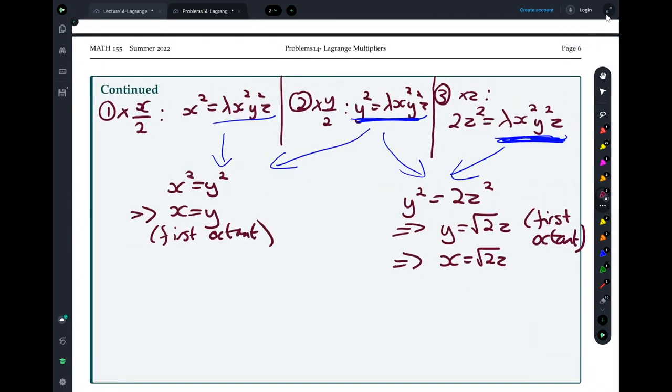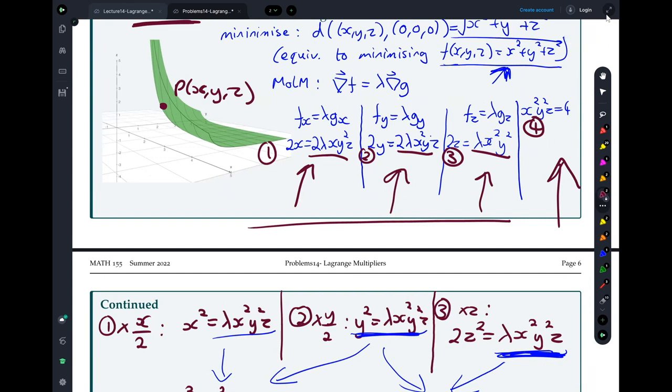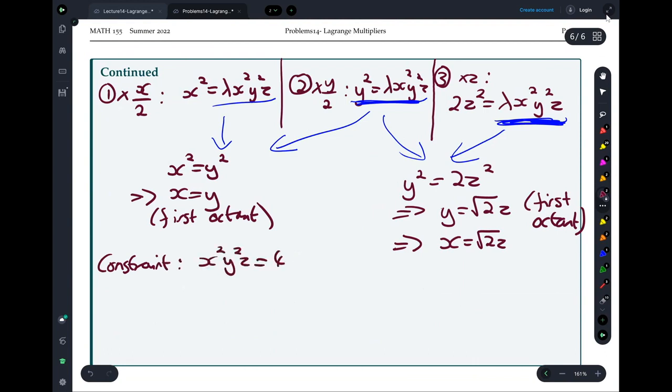Well, now we can bring in our constraint. So we've used 3 of these 4 equations here, but we've not used this one, number 4, yet. So we've not used our constraint curve at all. So this means we have the constraint x squared, y squared, z is equal to 4.